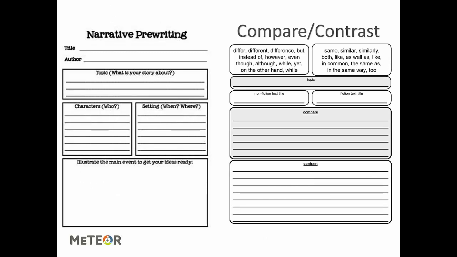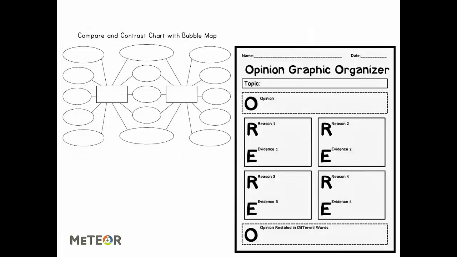There are many organizers, story maps, that are available for use for narratives and compare and contrast. One word of caution is to ensure that your graphic organizer uses the same common language that you are using in the classroom. This last slide shows compare and contrast double bubble map and opinion Oreo graphic organizer. There are, again, many organizers out there, and even outlines work.